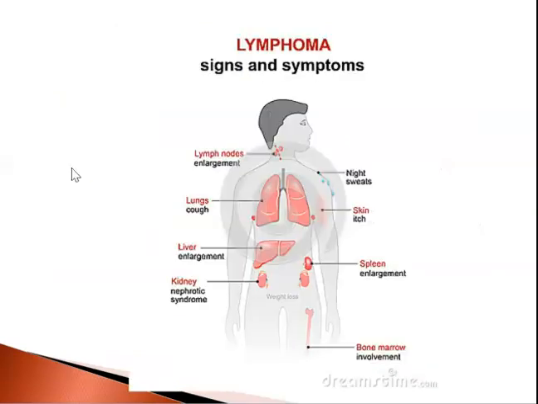So this slide is just going over some symptoms and some signs of Hodgkin's lymphoma. Of course, your lymph nodes are going to be involved. It also can affect lungs, cause coughing. You could have liver enlargement, also kidney involvement. Patients might have night sweats. They could have itchy skin, spleen enlargement, and of course the bone marrow is going to be affected because that's where we're going to see those Sternberg cells for diagnosis.